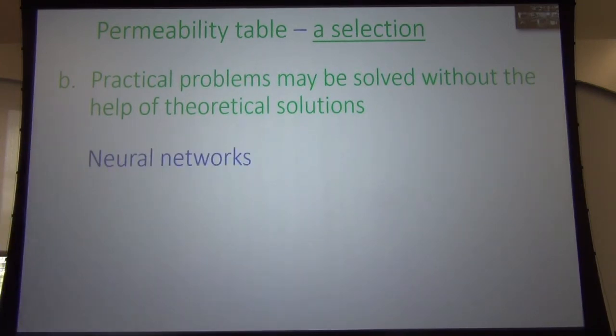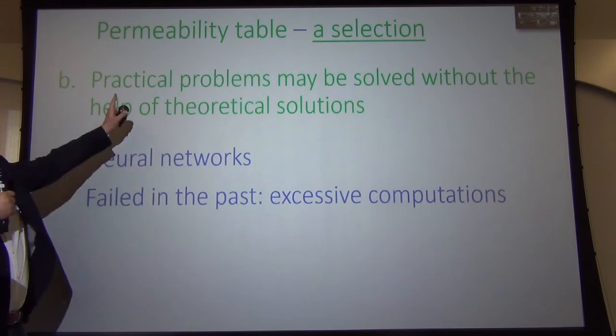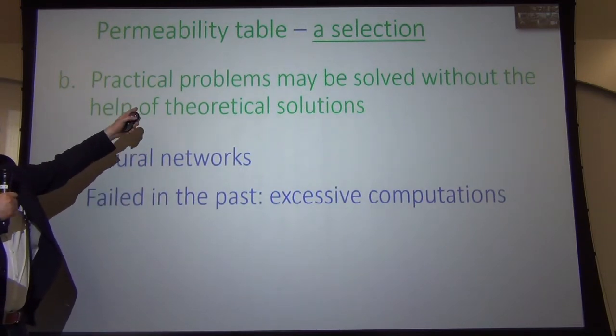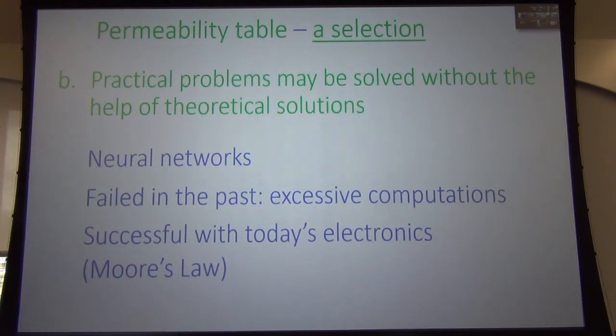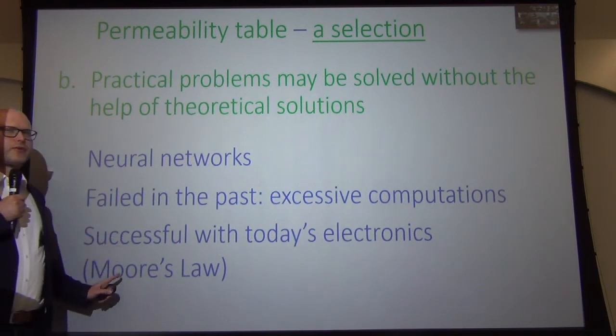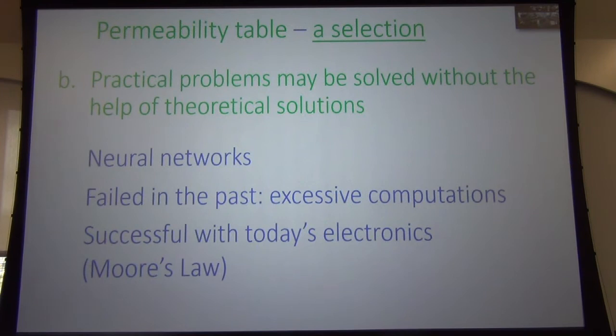Yes, neural networks, for example, failed in the past due to excessive computations. This was a practical problem, and one did not need computability theoretic solutions to resolve this. The success came in the past, I don't know, 20 years, I guess, thanks to today's electronics, and we can refer to Moore's law to explain all of this. So we can check off statement B.